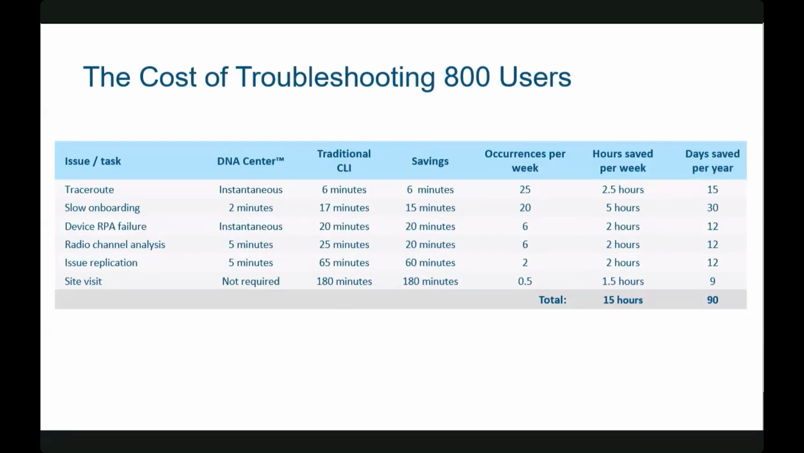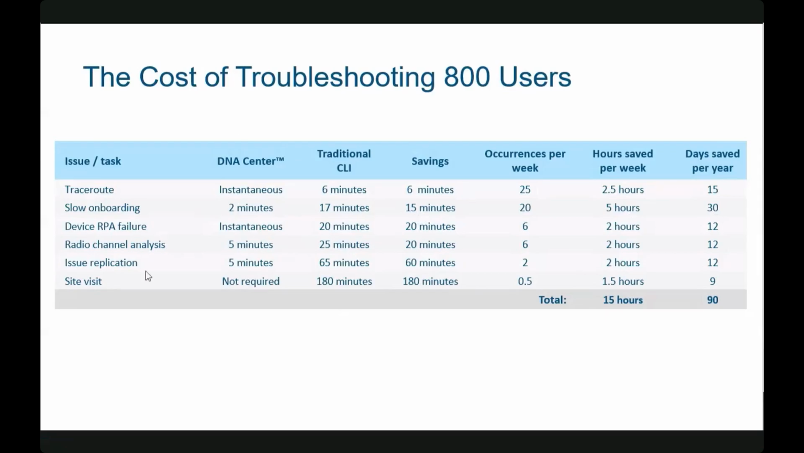Now imagine doing a traceroute 25 times in a week. That would save you about 2.5 hours per week, times many weeks in the year, would save you about 15 days just regarding using traceroute. If you talk about onboarding users and onboarding devices with the same type of scenario, you've got a 15-minute average savings using Cisco DNA Center versus traditional command line. And again, it adds up over a year. We're looking at 30 days of troubleshooting savings.